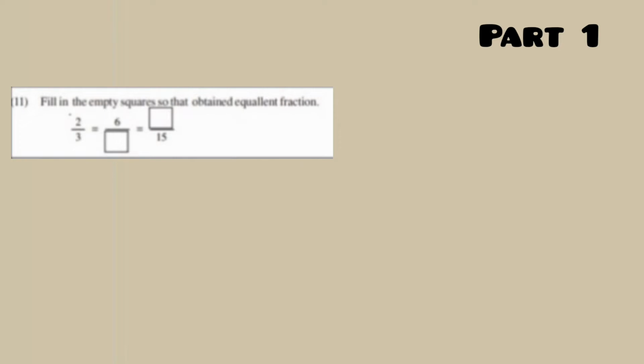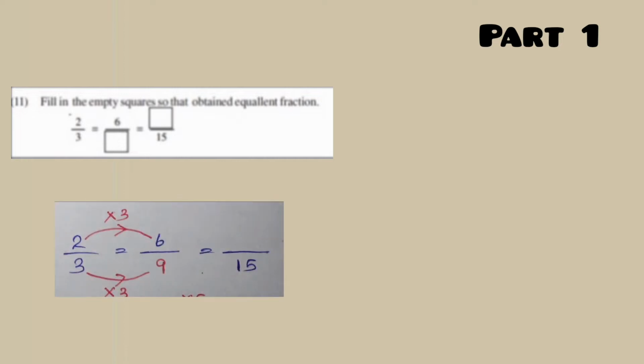Question number 11. Fill in the empty squares so that you obtain equivalent fractions. The first fraction is 2 over 3. The second fraction, numerator is 6. To obtain that, first numerator is multiplied by 3. Because of that, denominator also should be multiplied by 3. So the second fraction will be 6 over 9.